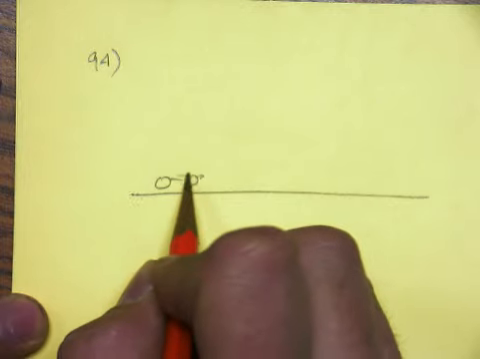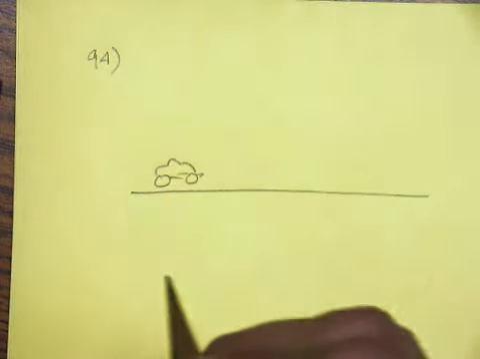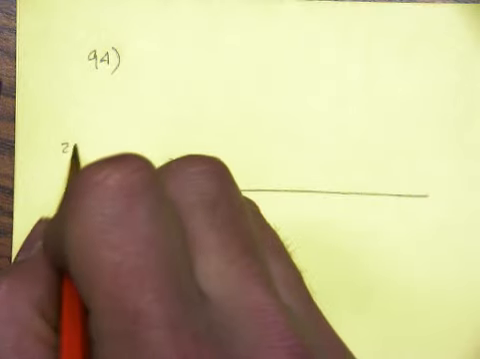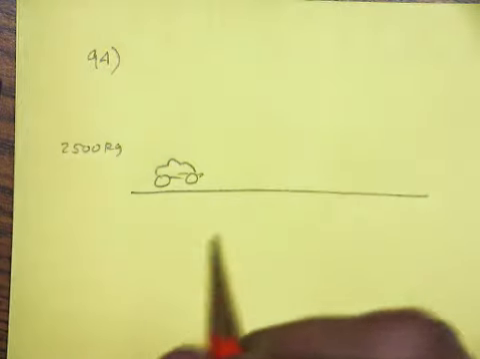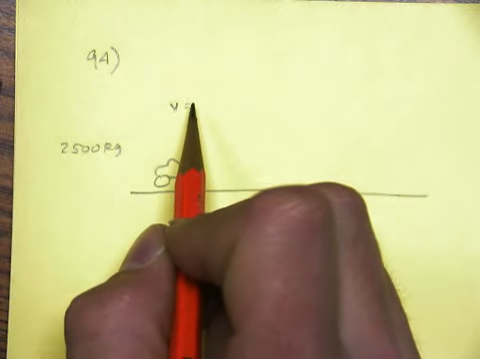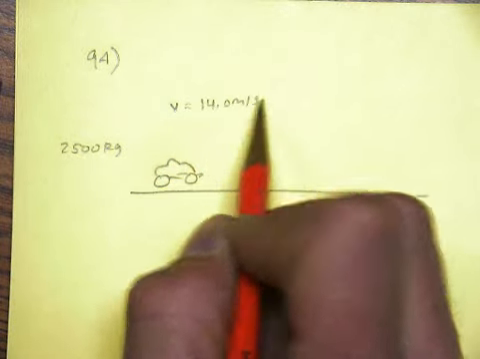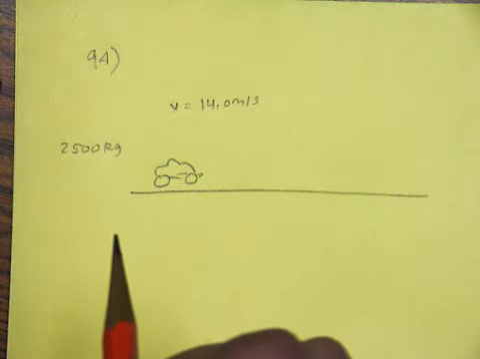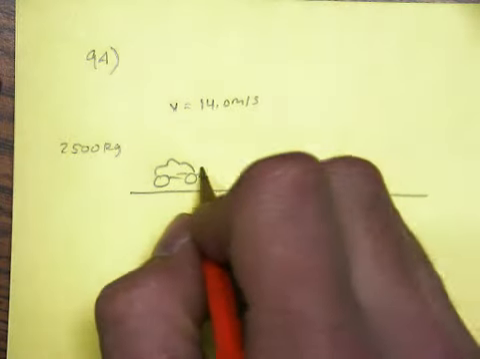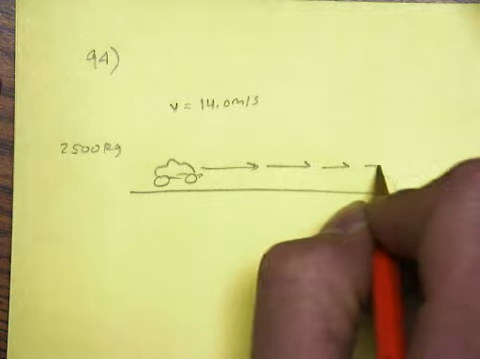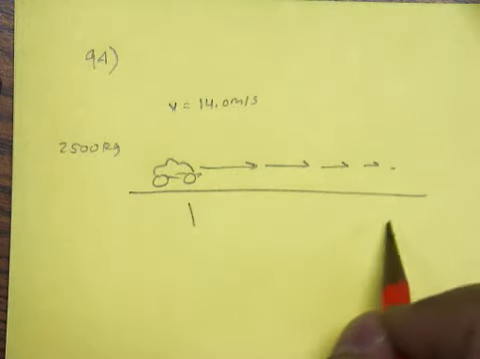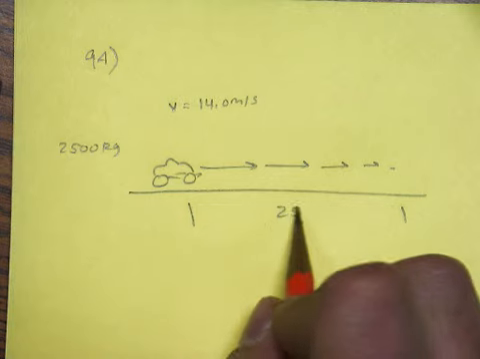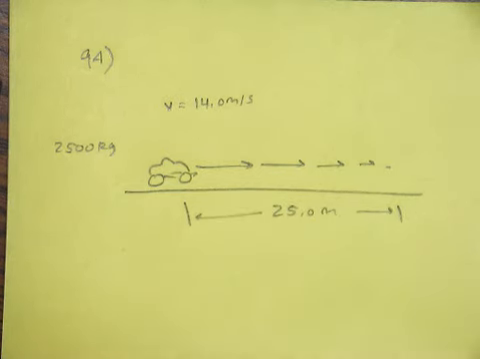So, you got a car. What do they tell you? It's 2,500 kilograms. It's got a speed of 14 meters per second. You slam on the brakes and the wheels lock and you skid to a halt. So you're going pretty fast, and then you slow down, and it tells you this distance is 25 meters. What is the coefficient of kinetic friction?